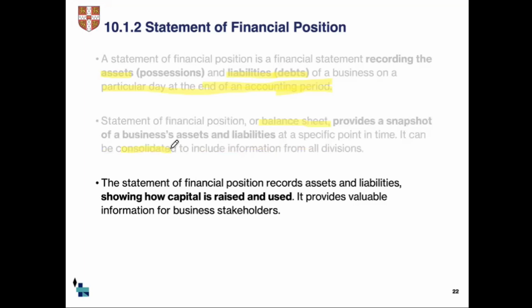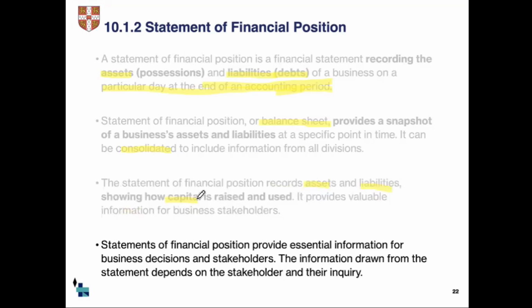All right. And then the other point here says that the statement of financial position records assets and liabilities, and it shows how capital is raised and used. I will explain more of this point in our next slide. But a very important thing that you need to remember is that the statement of financial position will always show three things. The first thing is the assets, the second thing is the liabilities, and it will also show capital or equity. I will explain that in more detail in our next slide.